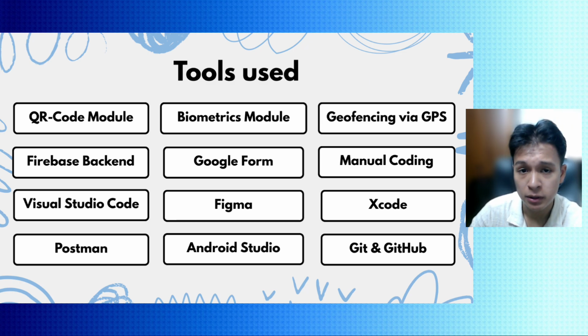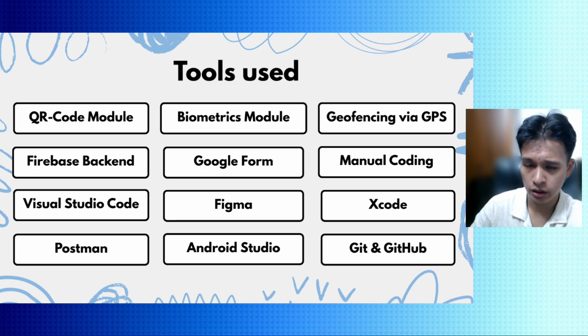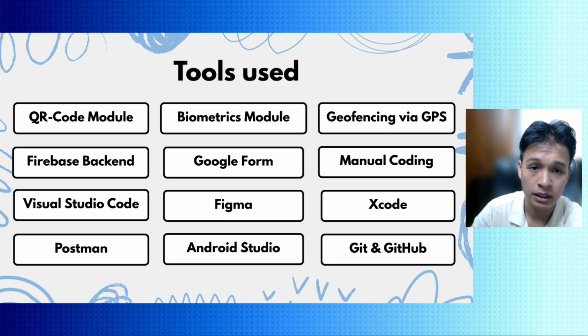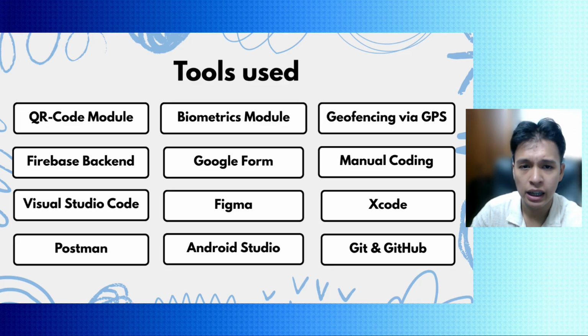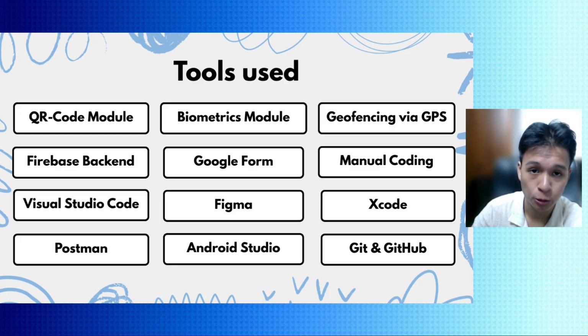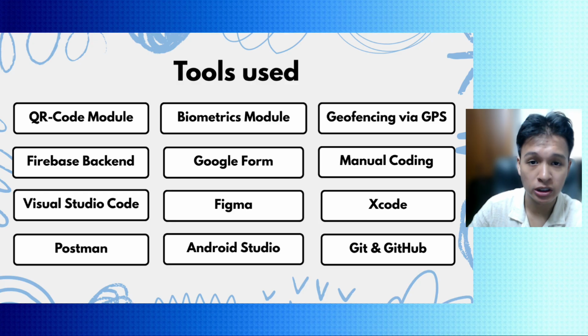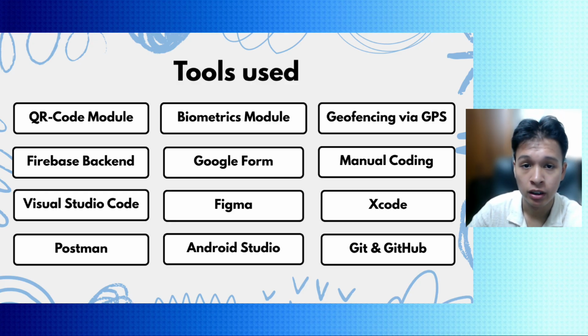And for mobile development, we used Android Studio as our IDE for building and testing Android apps. We used Java as the primary programming language, and Firebase Authentication handled secure user identity verification. And for version control, Git and GitHub allowed us to track changes, manage versions, and collaborate effectively. So each tool played a vital role in ensuring the system was robust, secure, and user-friendly.